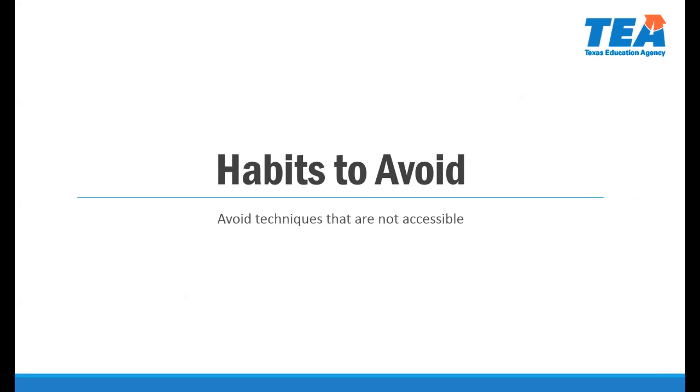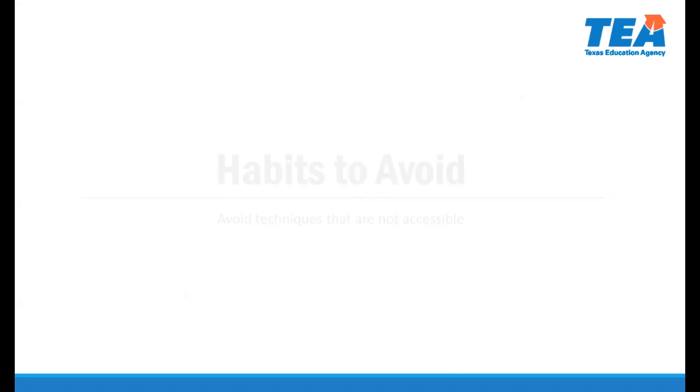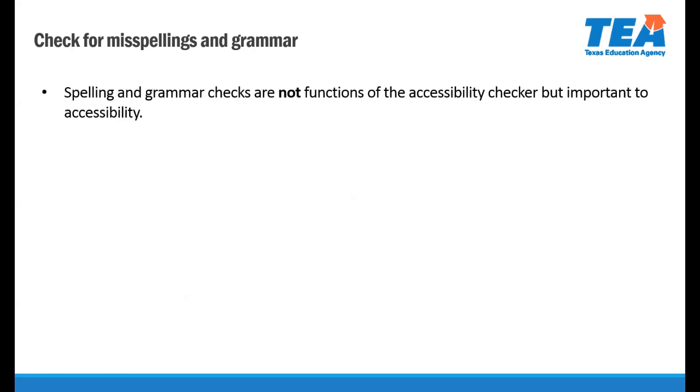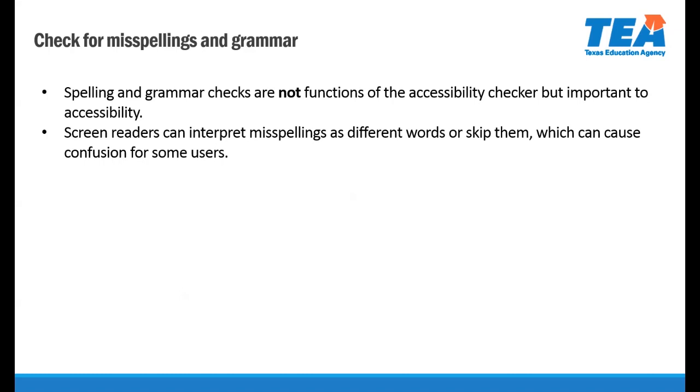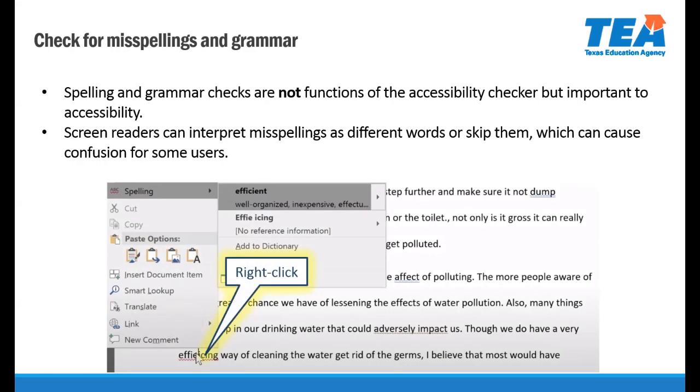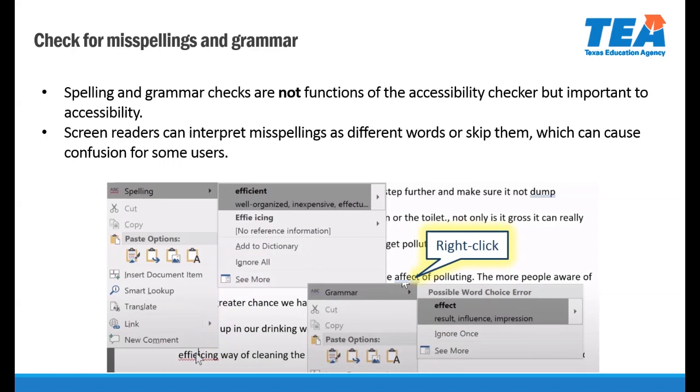While working on your documents, avoid practices that can cause accessibility problems. Certain techniques you do by habit might not be the best accessible method. Here are best practices to help with accessibility. Check for misspellings and grammar. Spelling and grammar checks are not functions of the accessibility checker, but important to accessibility. Screen readers can interpret misspellings as different words or skip them, which can cause confusion for some users. The Microsoft Office applications now have enhanced correction capabilities with better options for spelling and grammars. Make sure you always check your content.